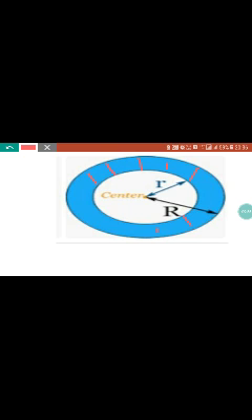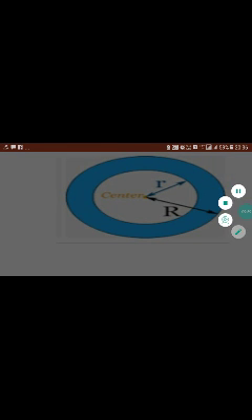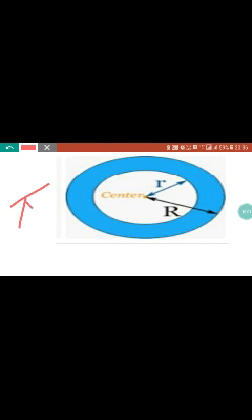You know that the area of the ring is pi R square minus pi r square, the area of the big circle minus the area of the small circle. This is the area of this part, the area of the ring. So this is what these topics were in this part. We have discussed them, and we know them also.